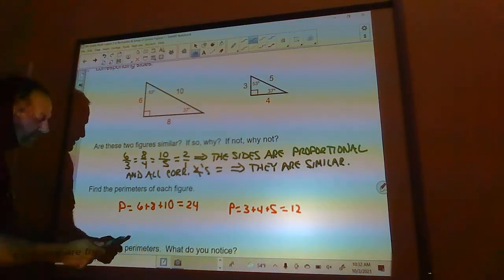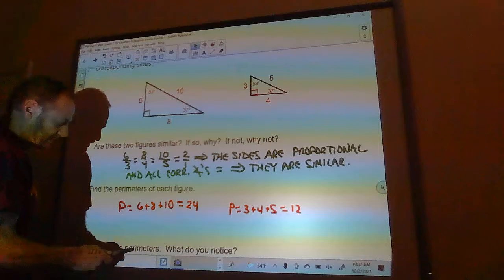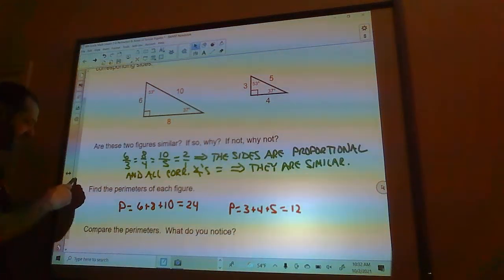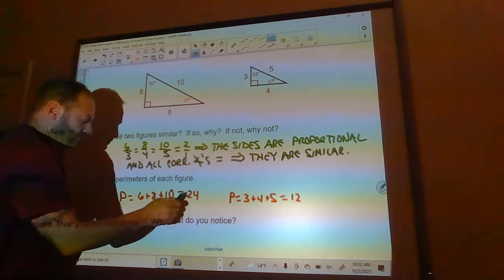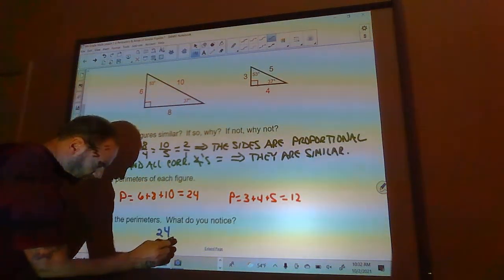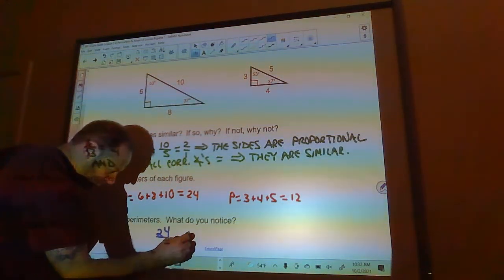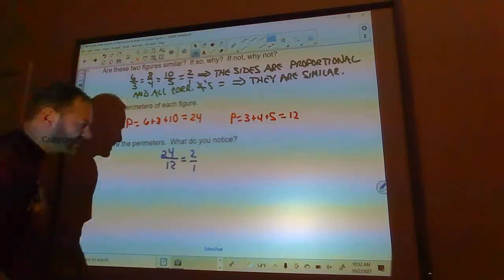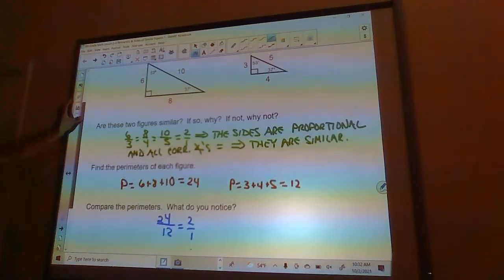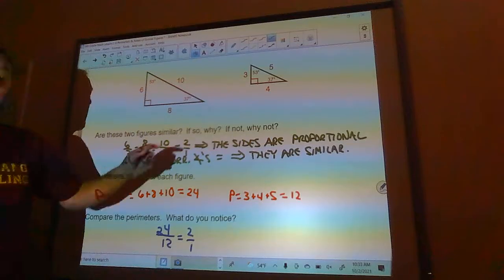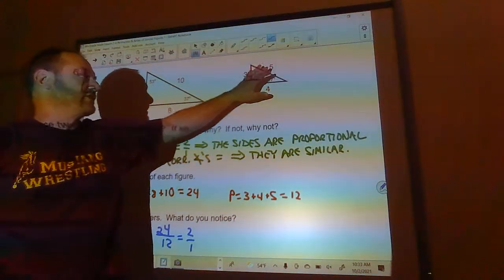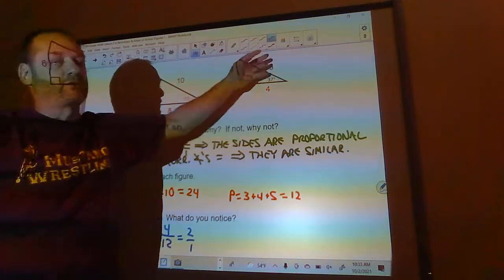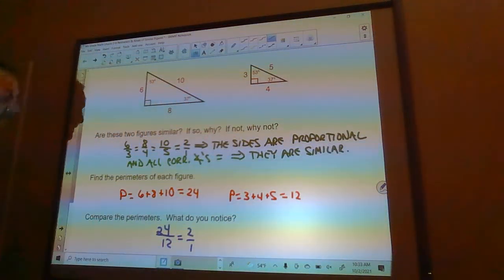So, compare the perimeters, what do you notice? So if we compare, that usually means, divide these things. So if I take the 24 and I divide it by 12, I get 2 over 1, which is exactly the same as the ratio of the sides. Which it makes sense. If all these sides are twice as big as this side, then the perimeter of this thing is going to be twice as big as the perimeter of this one.